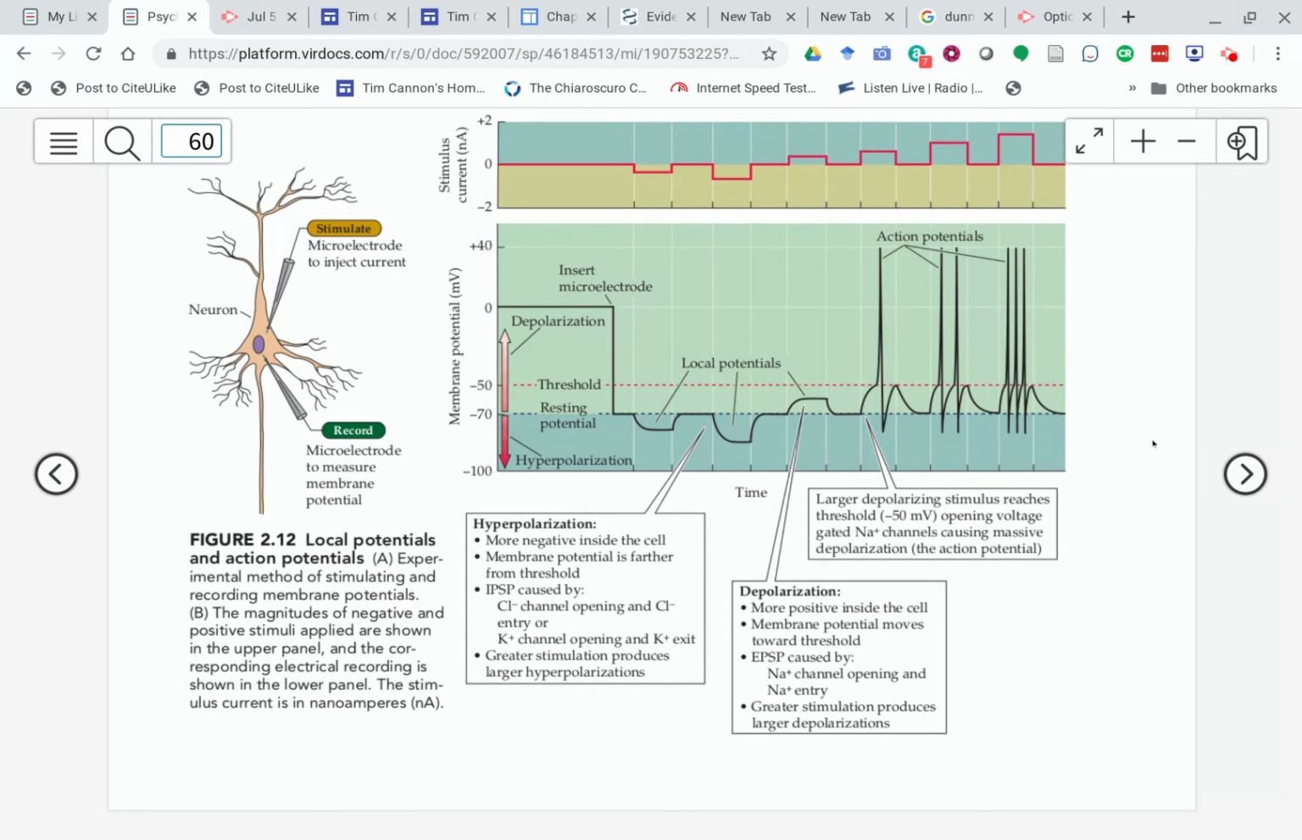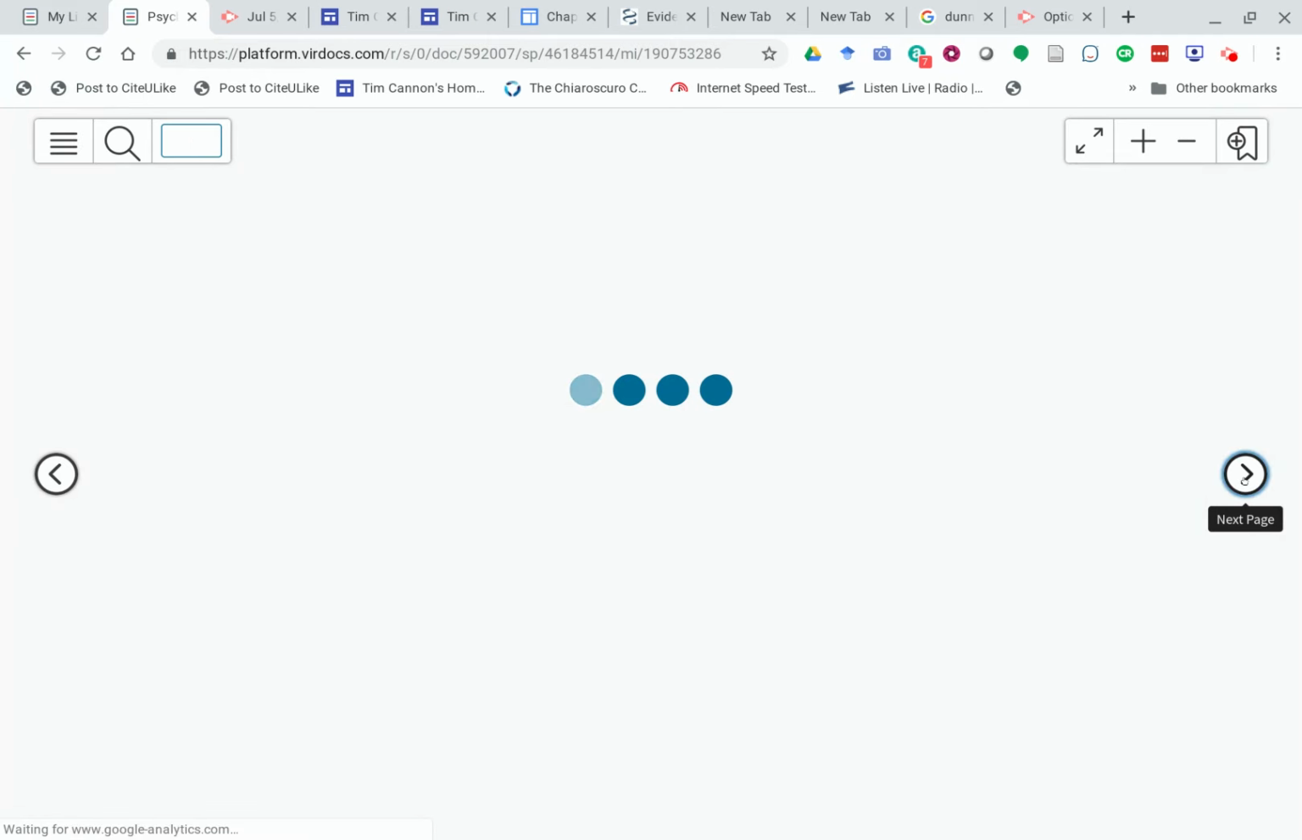Just keep practicing that. And the falling phase of the action potential is potassium. And potassium's fall is facilitated, not caused by, but facilitated by the extra potassium channels that open during the action potential.